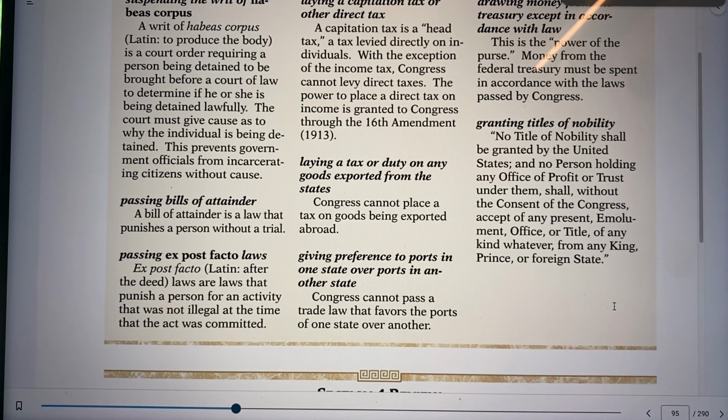What are bills of attainder? A bill of attainder is a law that punishes a person without a trial. So they can't go and beat a person up or put them in stocks or whip a person or something without a trial. So Congress cannot pass bills of attainder.